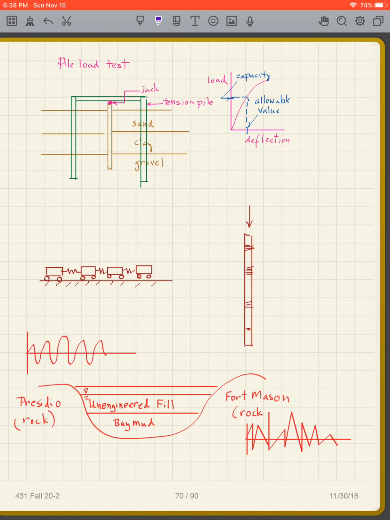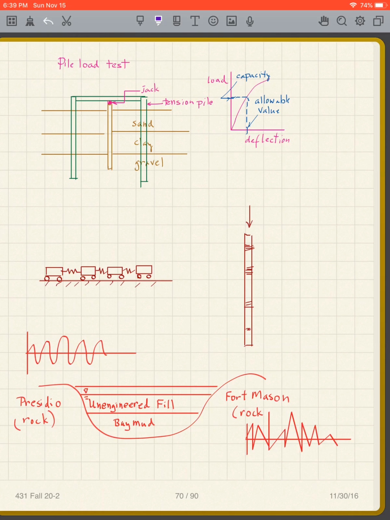Now, here's the thing. The pile analysis, again, is very inaccurate in a sense. It's not reliable. People have found it's a good starting point, but you're not going to get an exact answer with that. So a lot of times, if we have an important job, we do a pile load test.